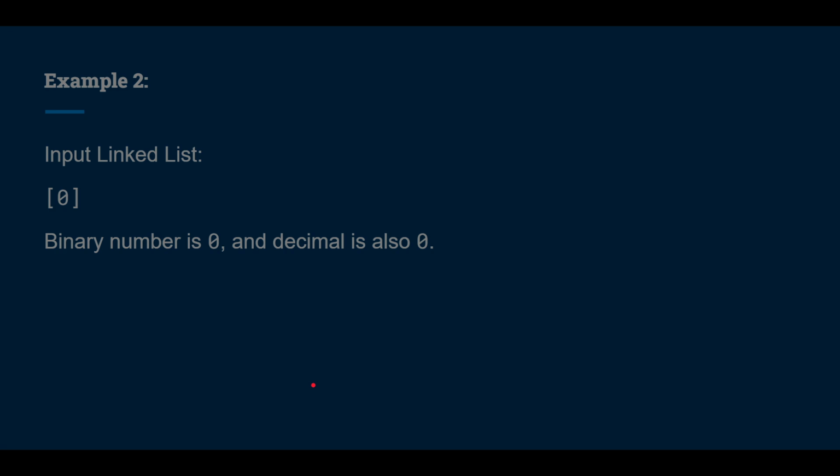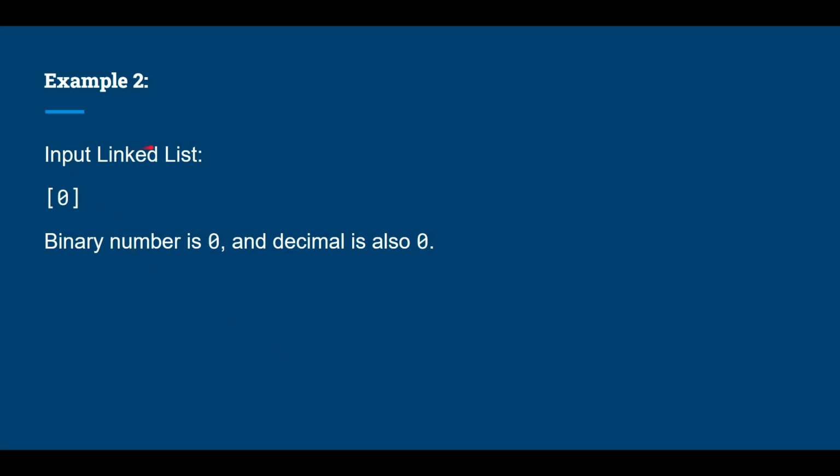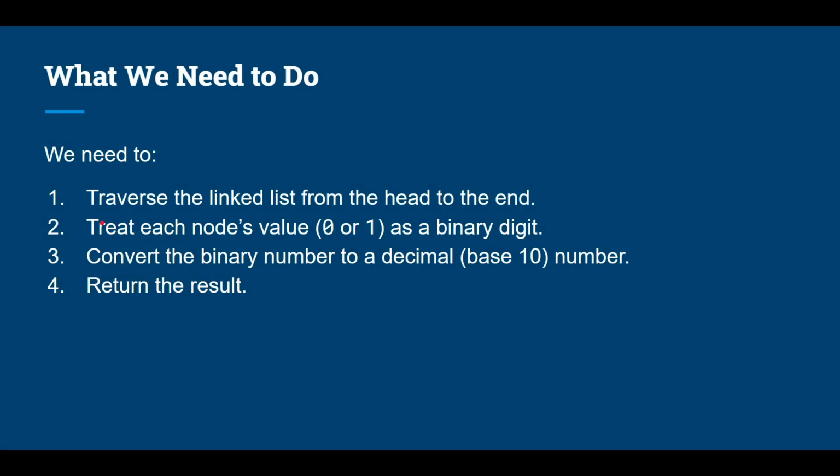Okay, let's suppose we have example 2. The binary number is 0, and the decimal is also 0, because there is only one bit. 2 to the power 0 is 1, you know. So what we need to do is traverse the linked list from head to end, treat each node, either 0 or 1, as a binary digit, convert the binary number to a decimal base 10 number, and return the result.